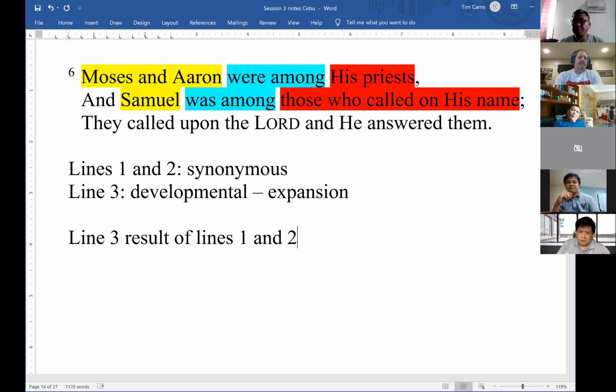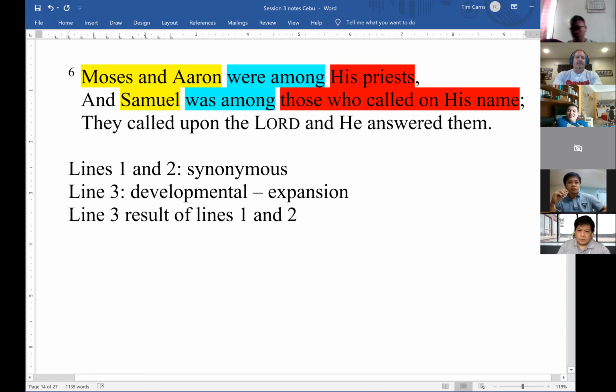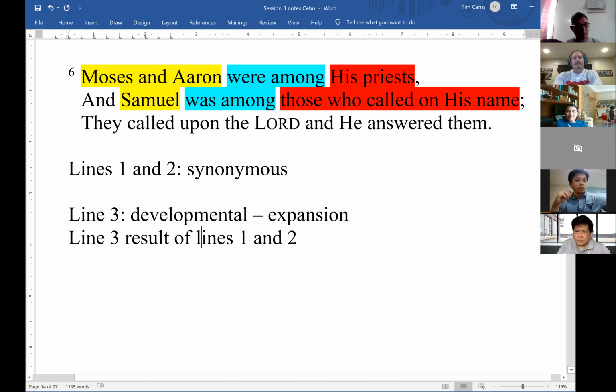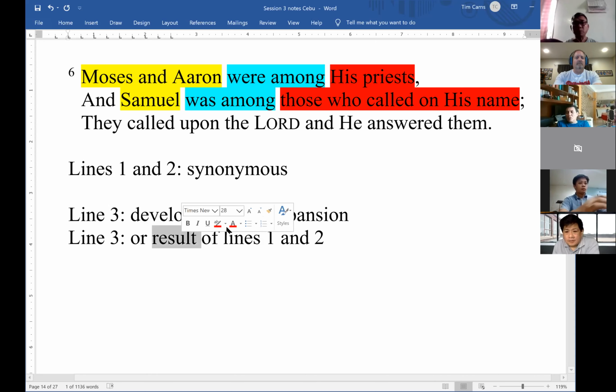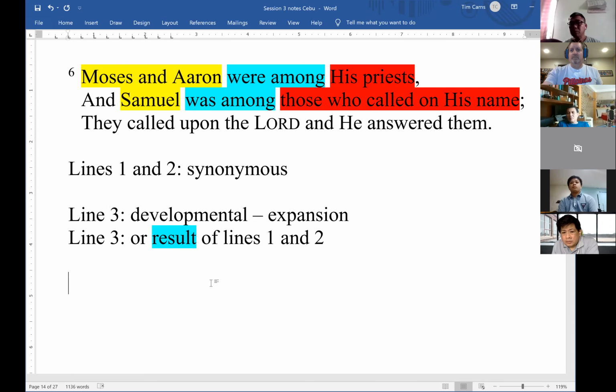I'd have to think about that, because if it's expansion, the same subject should be carried out in line 3. They, the priests, meaning Moses, Aaron, and Samuel, called upon the Lord. And the subject in line 3 is God already. If it had said they called upon the Lord and they cried out fervently, supposedly that's expansion. But because it's a different pronoun already, it's the result. The other subject does something in response to the action of the first subject.